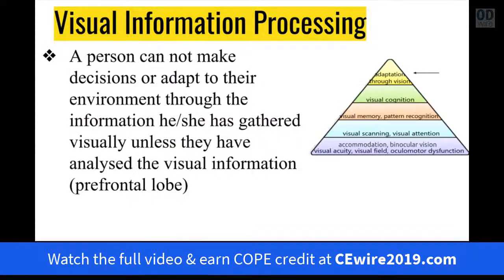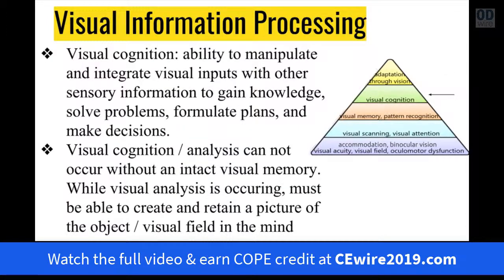So we're going to start off at the very tip top. So adaptation through vision, what we use our vision and visual information processing for. So we use our vision to make decisions and to use the information to adapt to the environment. And a person cannot make decisions or adapt to their environment through the information that they gather visually unless they have properly analyzed the visual information. And most of this is done in the prefrontal lobe.